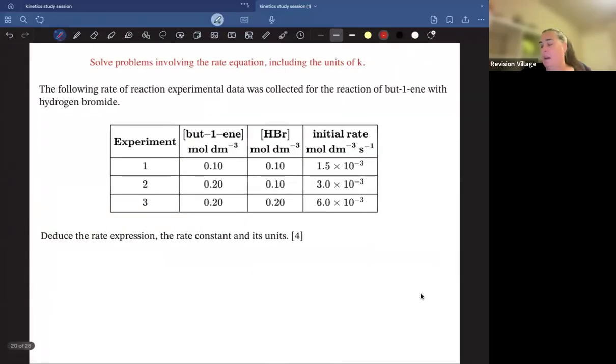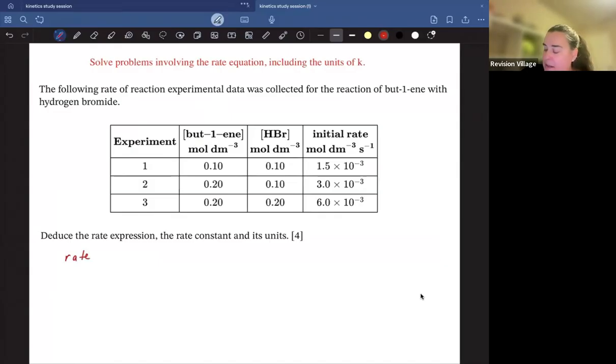The method of initial rates is always presented as a table. And what it looks like is you do a bunch of experiments, and in each experiment, you change the concentration of the reactants and you measure the rate right at the beginning. So that tangent line right at t=0. And you try to figure out what's what.